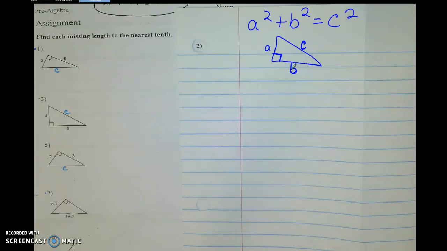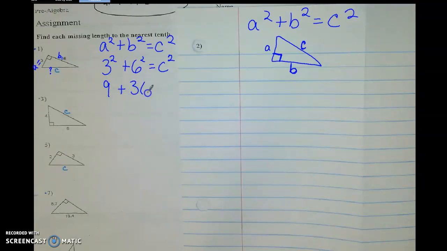If we look at number 1, we are looking for the c. That's the piece that we don't know. We don't know what the hypotenuse equals. So I know that I need a squared plus b squared equals c squared. I'm going to say that this one is a, and this side is b. So 3 squared plus 6 squared equals c squared. I'm going to work it out and solve it. 3 squared, 3 times 3 is 9. 6 squared, 6 times 6 is 36. 9 plus 36 gives me 45 equals c squared.